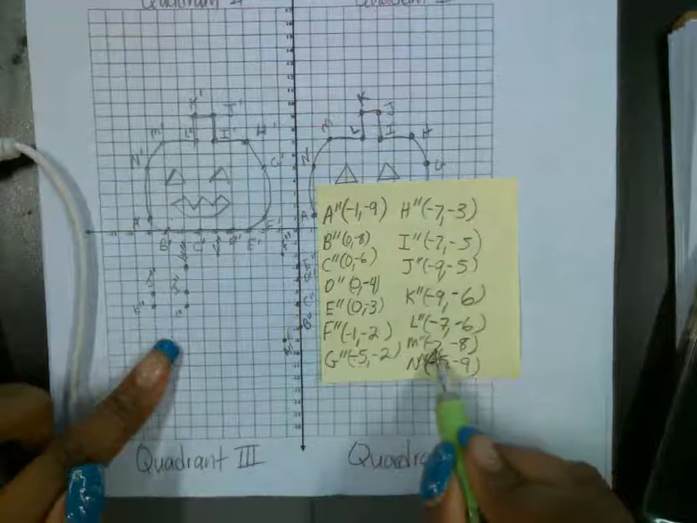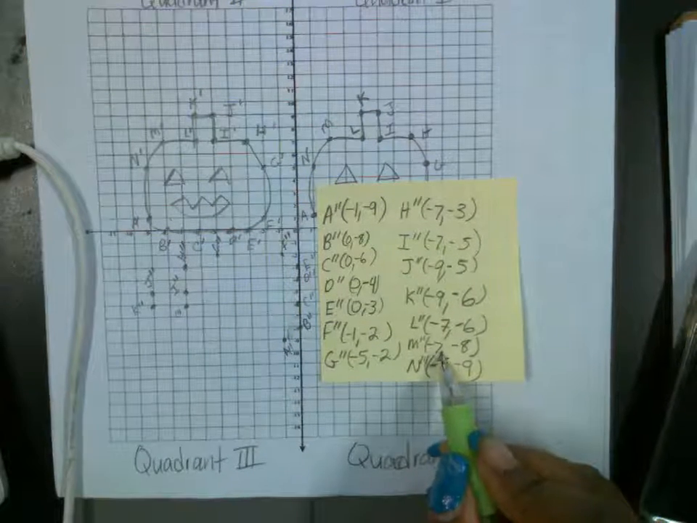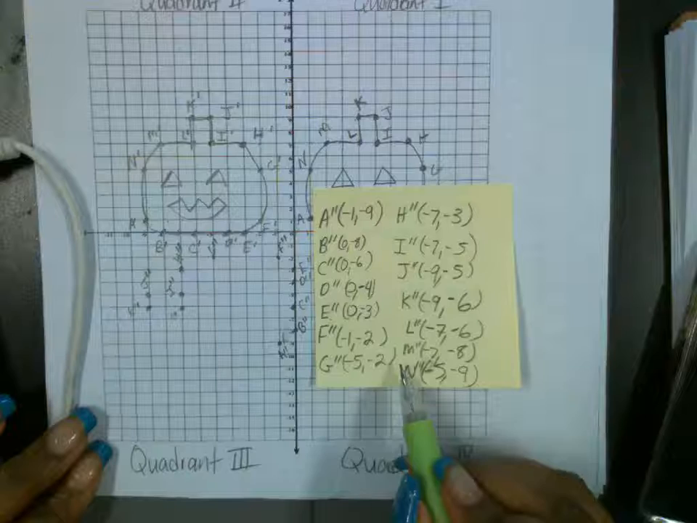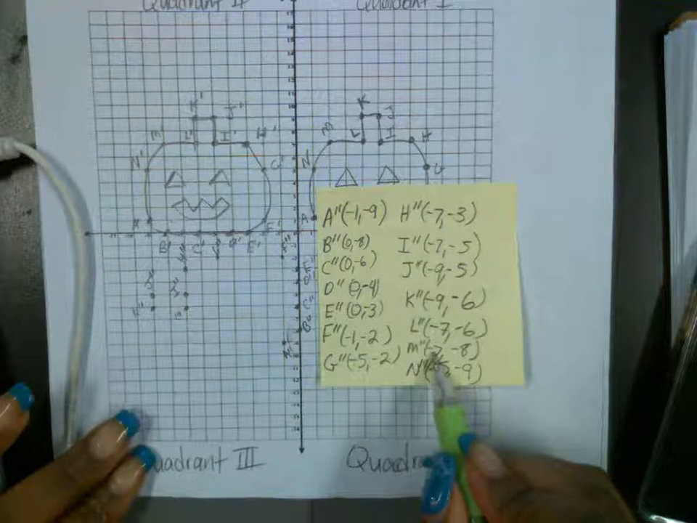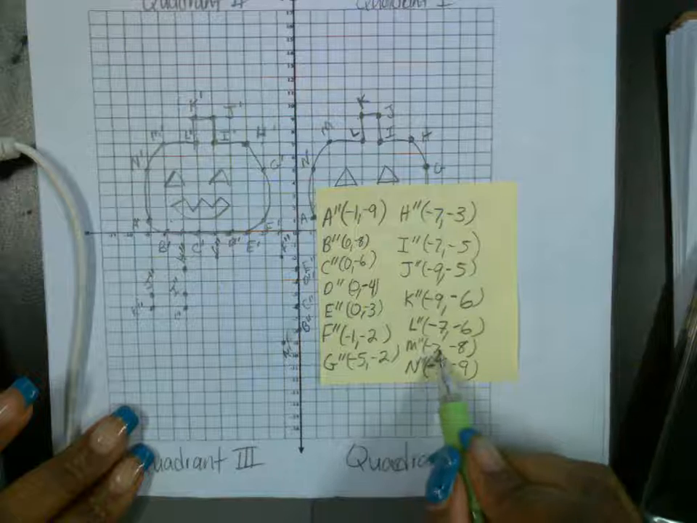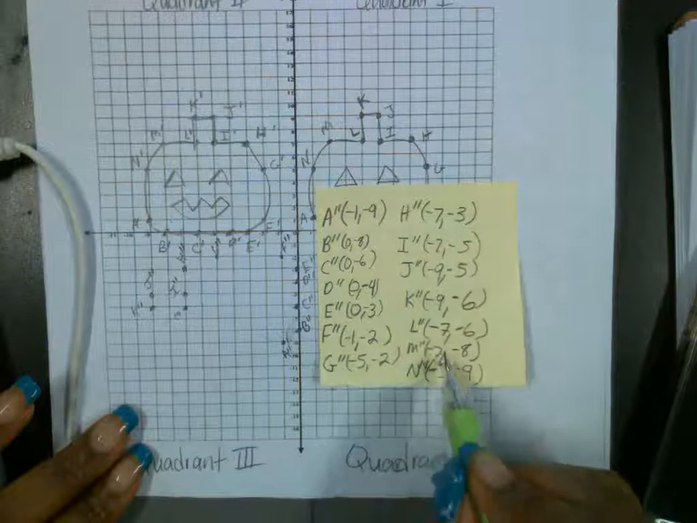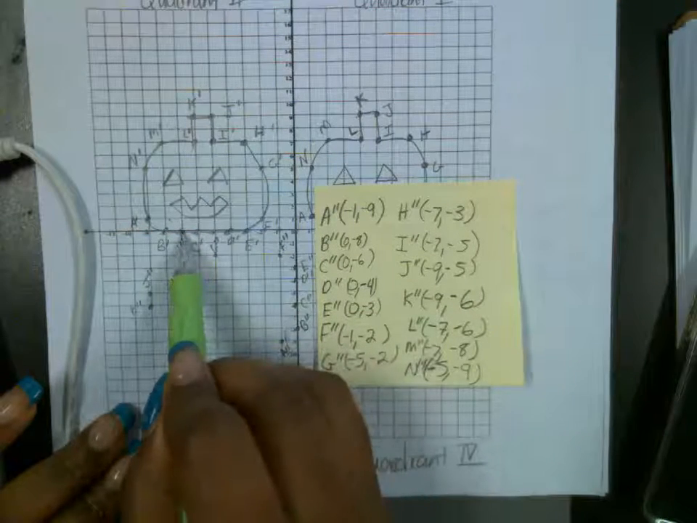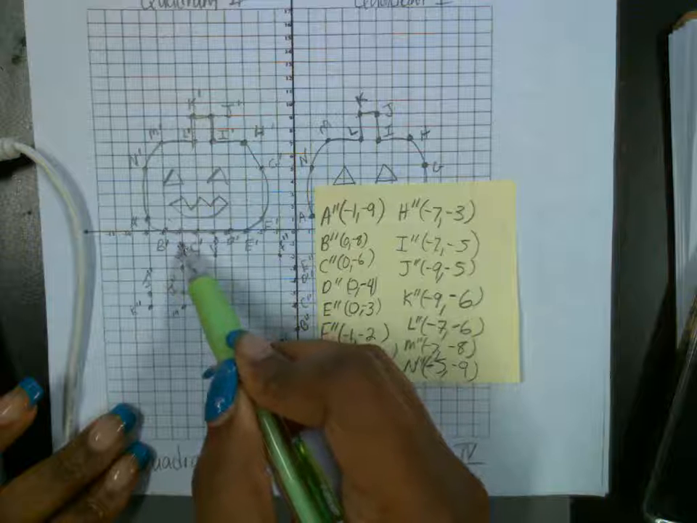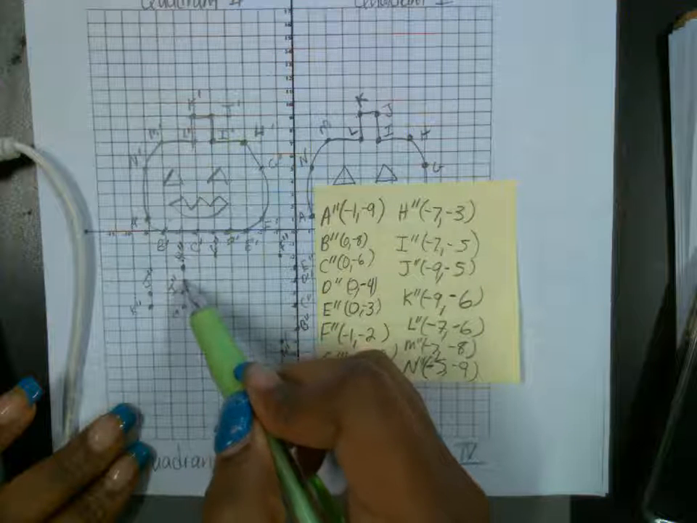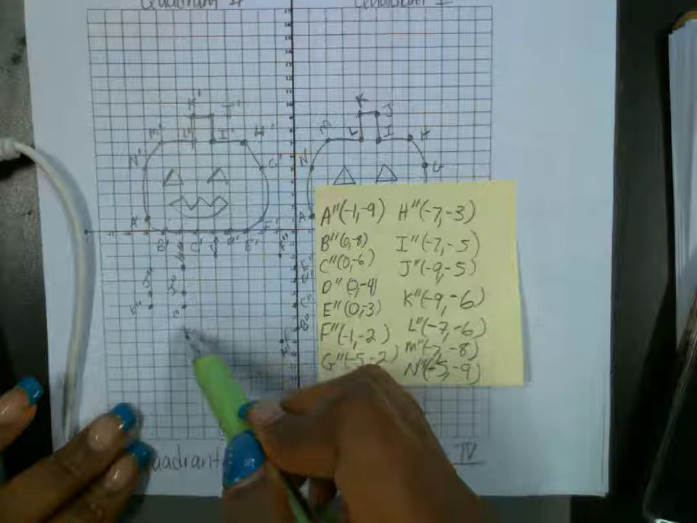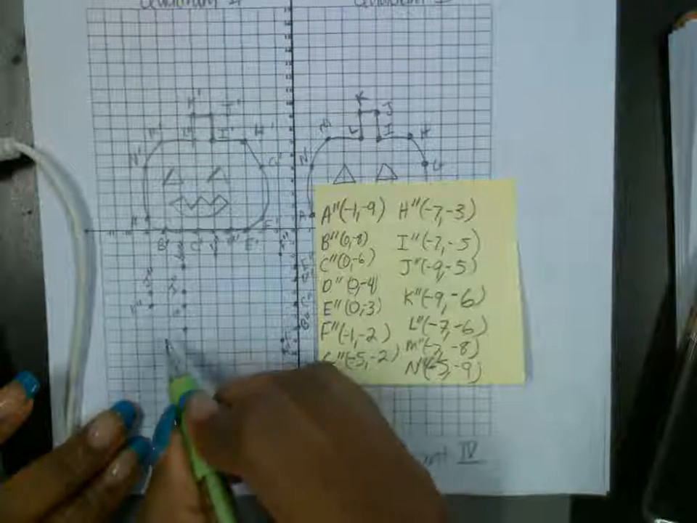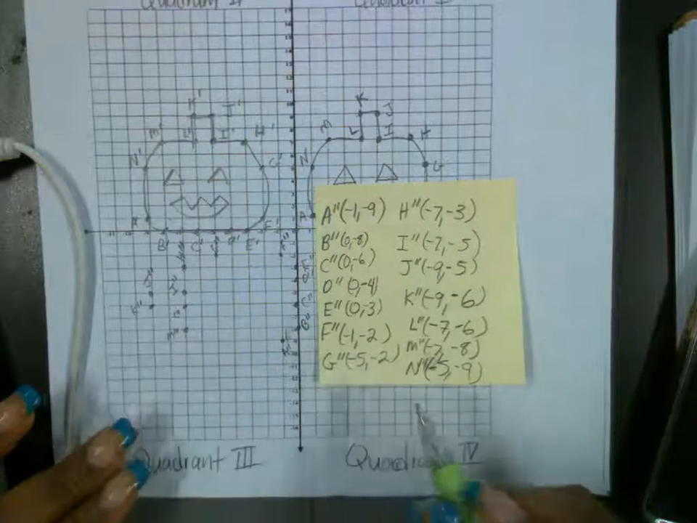Okay? M prime prime. Okay, I'm just picking up where I left off today and helping you with your project. Fourth period, okay? So we have M prime prime. That's -7 and -8. So we go over 7. This is -7. Go to the left 7. And then we go down 8. 1, 2, 3, 4, 5, 6, 7, and 8. This is M prime prime. 2 tick marks.